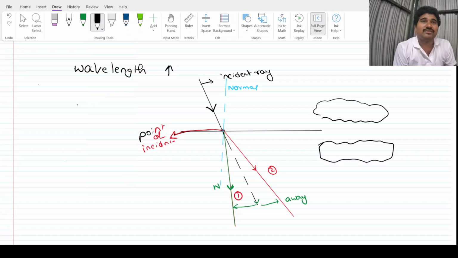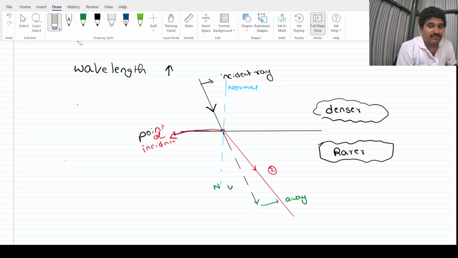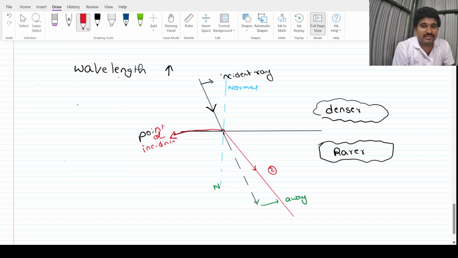So denser to rarer. We are traveling from where to where? Denser to rarer. Then the light will bend away from the normal. So this is your light ray. This is your refracted ray. Is that clear for everybody?